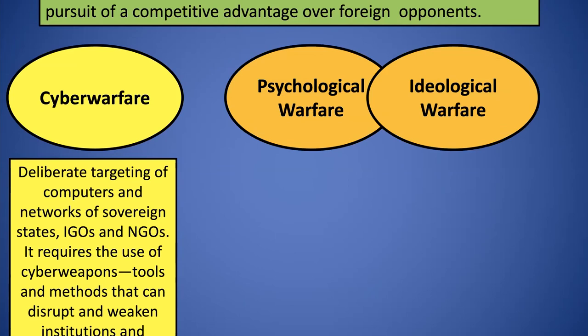Here, I discuss two forms of global information warfare: psychological warfare and ideological warfare. They overlap, of course, and there's no distinct, clear line. This is psychology, this is ideology. Psychological warfare is mostly about human emotions. It's our cognition, how we think and how we feel and what we do based on our emotions and thoughts.